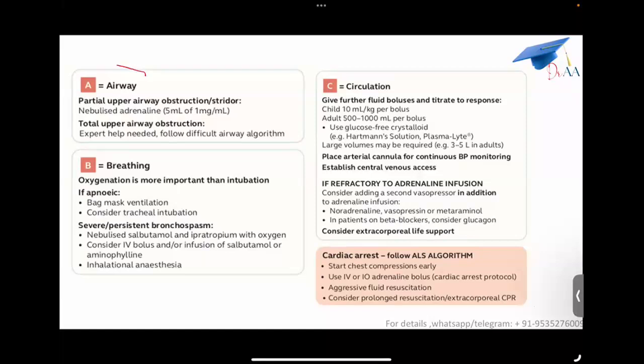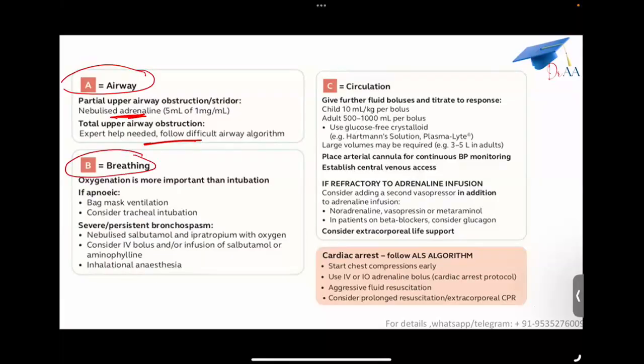Assess the airway. So we are repeating the assessment here. If there is a partial obstruction, for example if the patient is having stridor, you can give adrenaline nebs. If there is a total upper airway obstruction, then you might have to intubate following the difficult airway algorithm, which we'll be studying in coming classes.